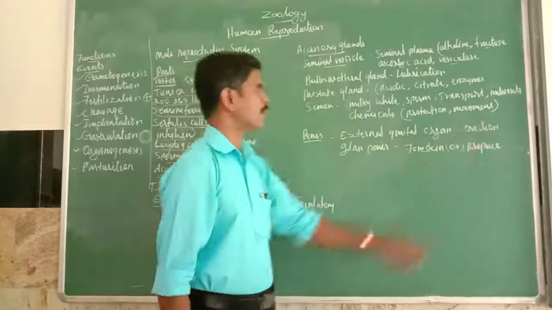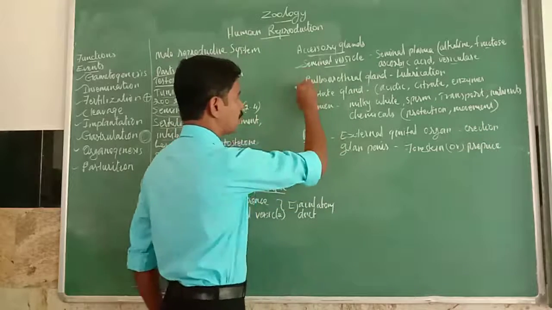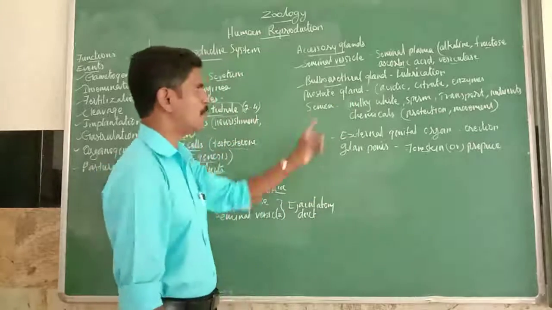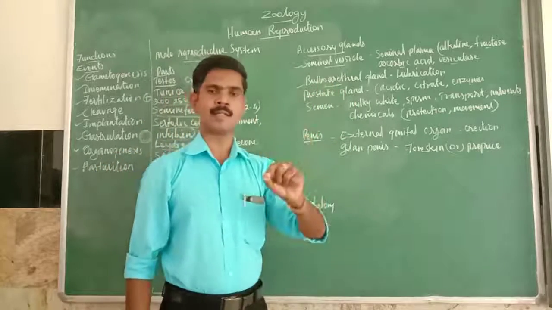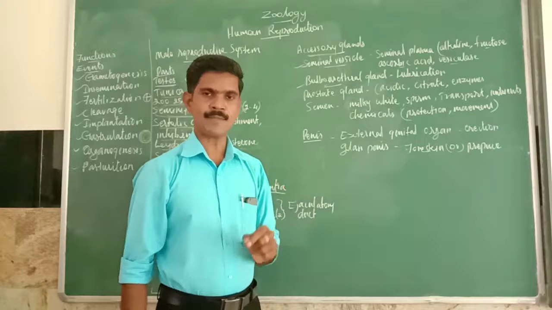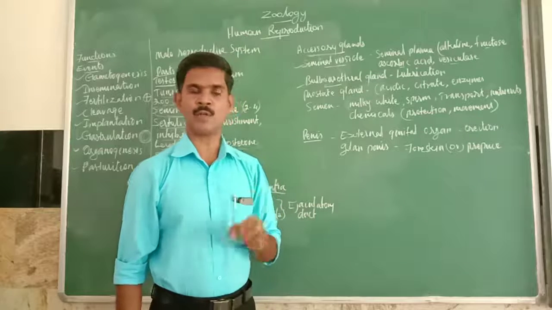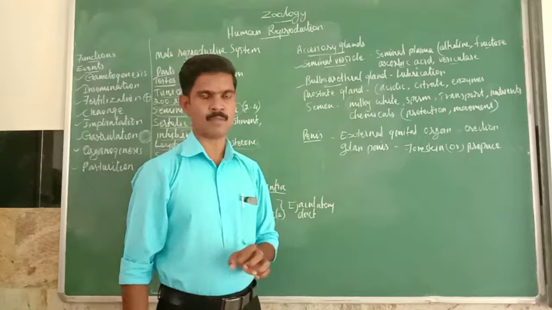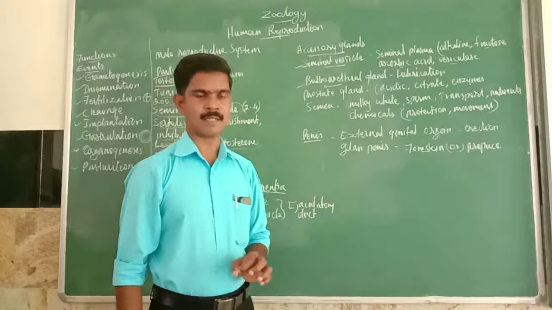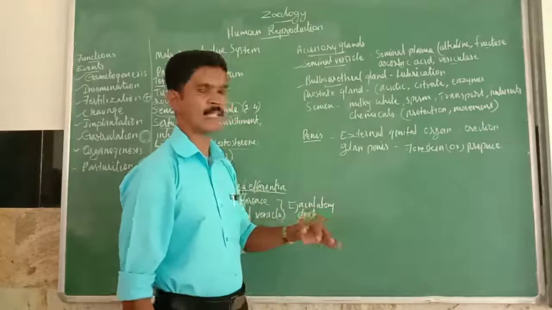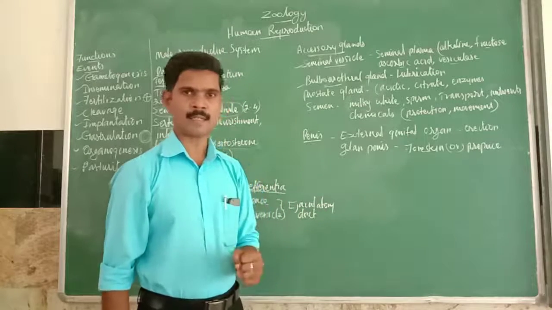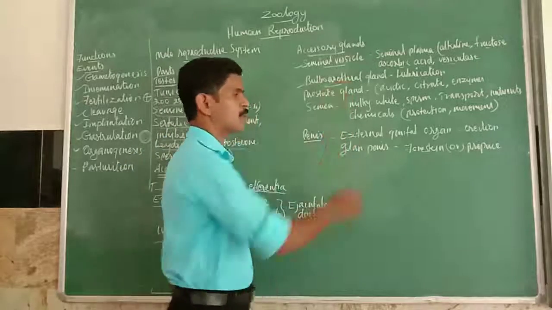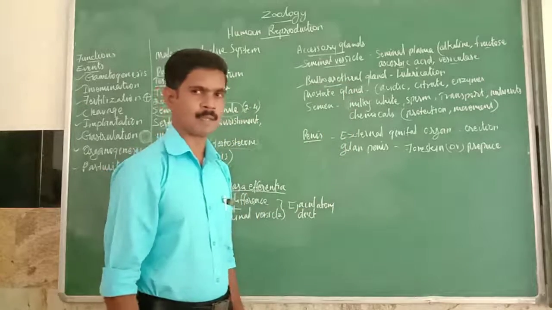Hope you understood. The next gland is the bulbourethral gland. This bulbourethral gland also secretes a fluid. This fluid helps in the lubrication of the penis at the time of ejaculation, during reproductive activities. During sexual activities, one fluid is needed for the lubrication of the penis. That fluid is secreted by the bulbourethral gland of the male reproductive system.